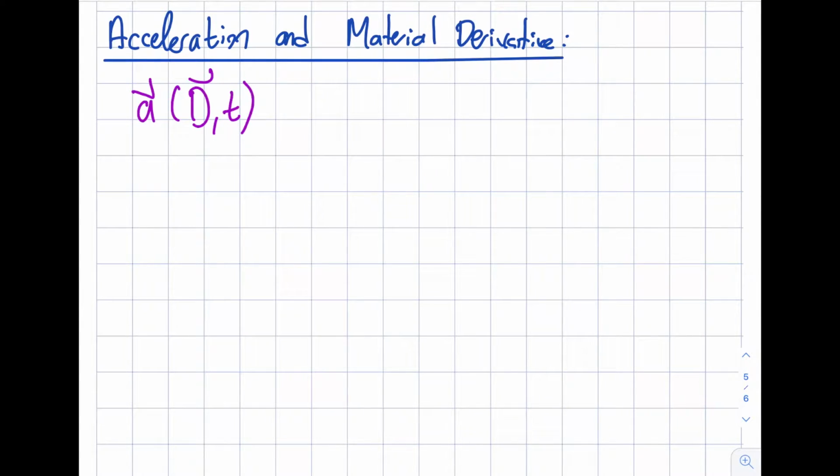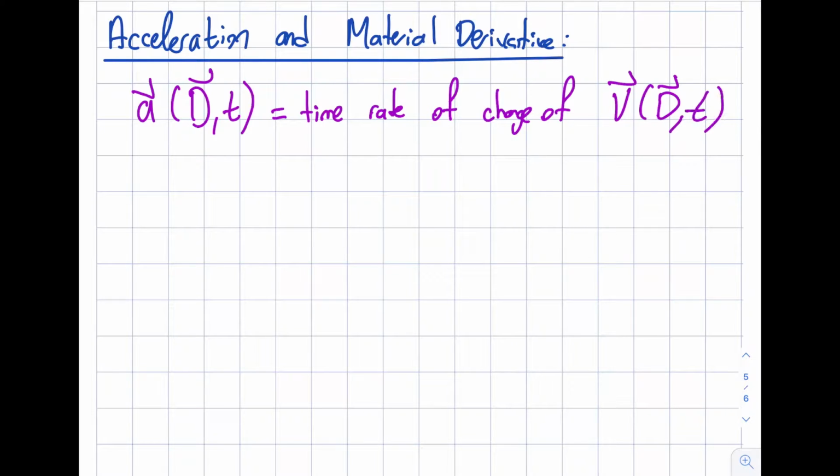Okay, but the acceleration is basically the time rate of change of the velocity, right? And again, the velocity is also a function of the displacement vector as well as time. The question is, how do I get this? Okay, so I want to just point out from there.